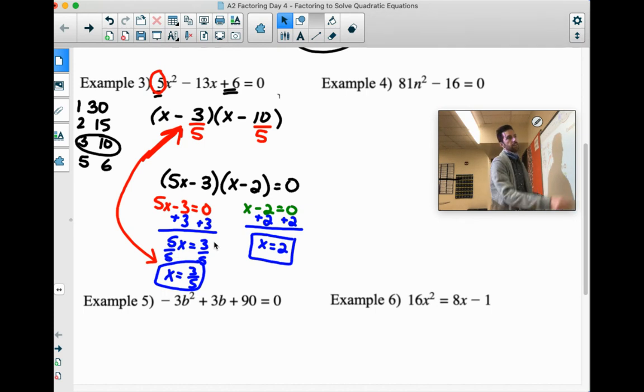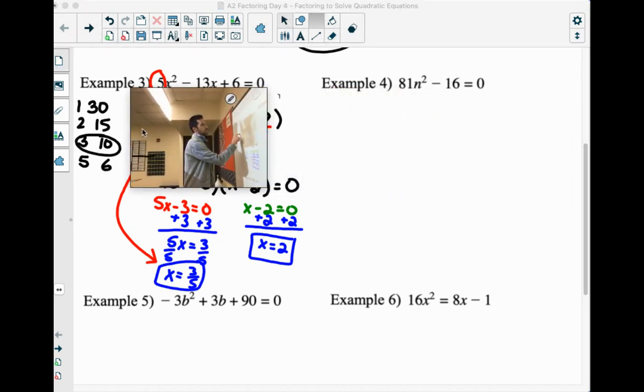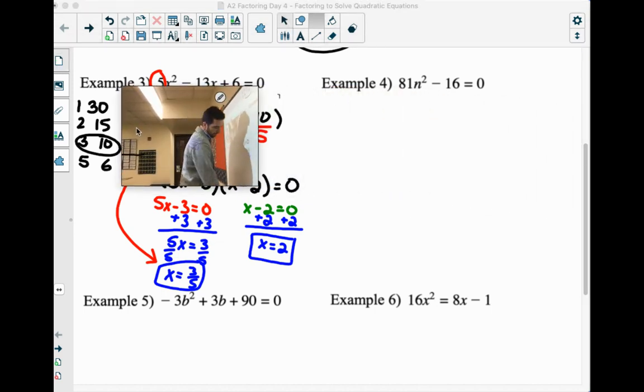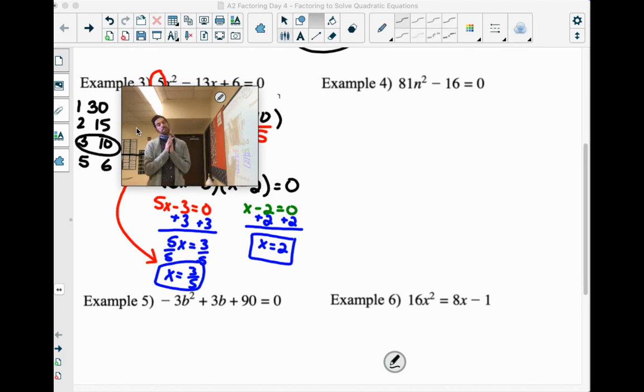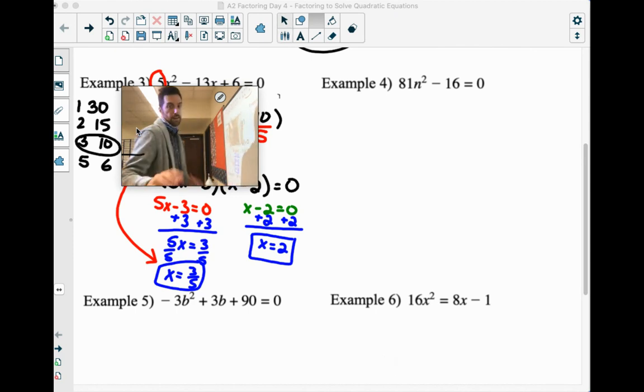So let's see if I can get this one in before my 5 minutes are up. You can definitely do this one with factoring. You know what? I'm going to start the next video because I want to show you 2 ways that you can do example 4. And I'm just excited.